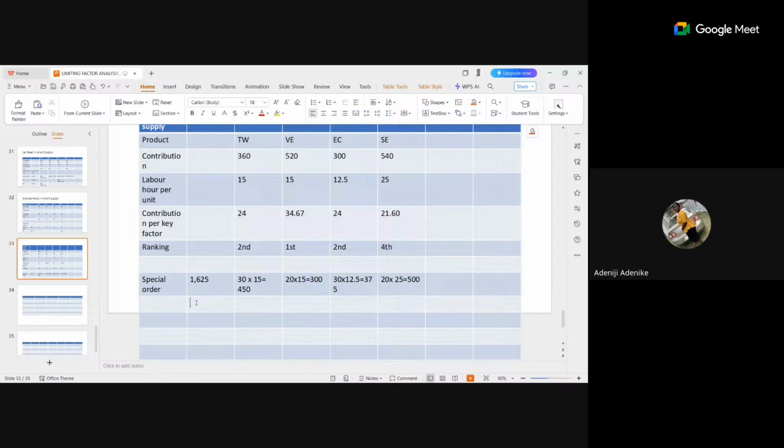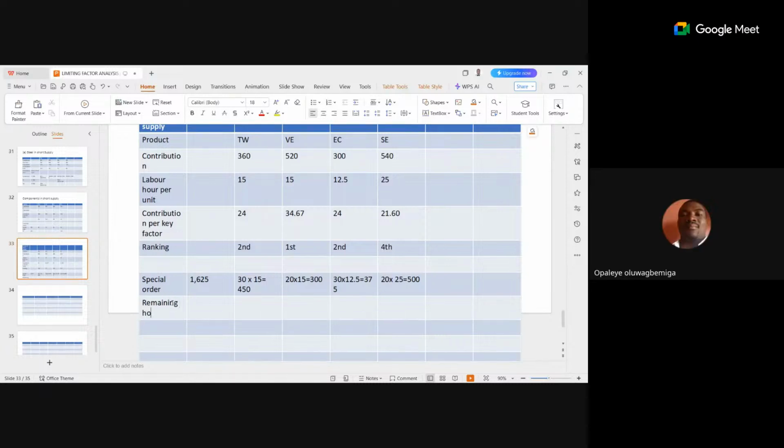But we don't have 2,700. Take notes. We have total hours 4,250. Out of these, we've used 1,625. How many hours are we having left? 2,625. Thank you. So remaining hours, 2,625. We use that for VE, so it remains 175 units. We use that to produce VE.